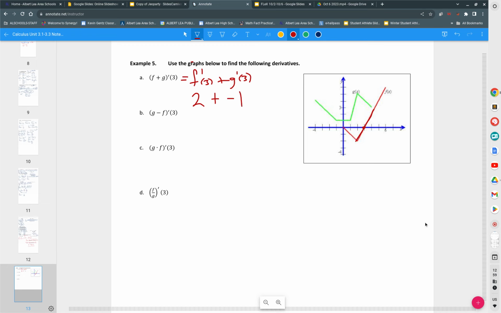-1. So the slope right there, that's a -1. As you calculate that, I know it's tough to see. I'd give you something that was easier to see. Okay. But we got 2 plus -1 is 1. But now that we have those values, the rest becomes pretty easy. Because you do (g minus f) prime of 3, remember that's g prime of 3 minus f prime of 3. Well, now we just, what was g prime? -1 minus 2 is -3. Boop, done.